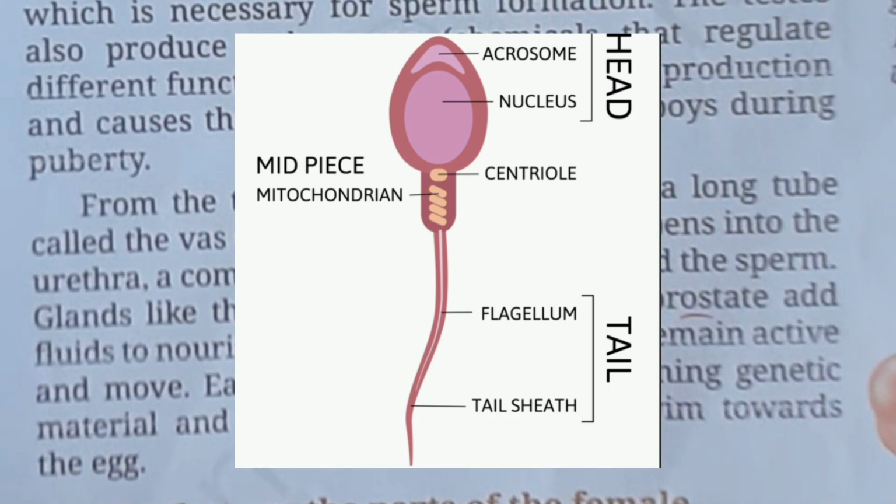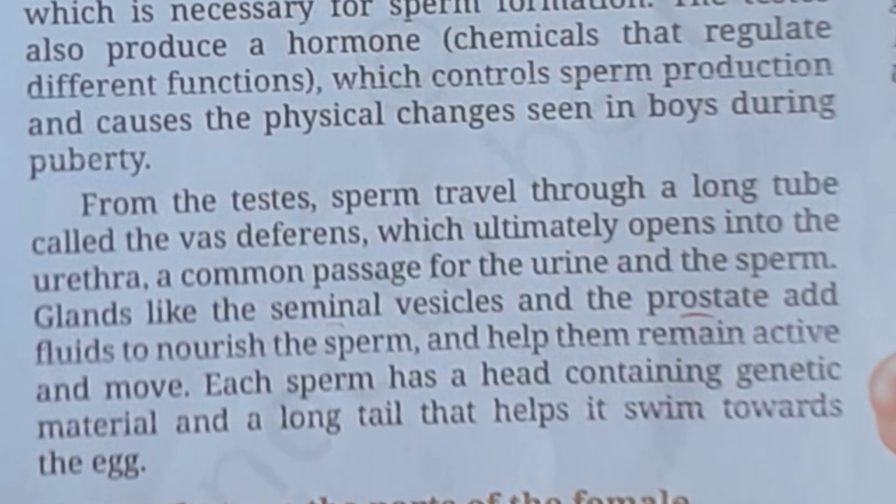The sperm has a head containing genetic material and a long tail that helps it swim towards the egg. So if you see the structure of sperm, it has two parts. One is the head part, the other is the tail part. The head contains genetic material, and the tail helps in mobilization of the sperm. It helps to move the sperm. So this is how the male reproductive system works.